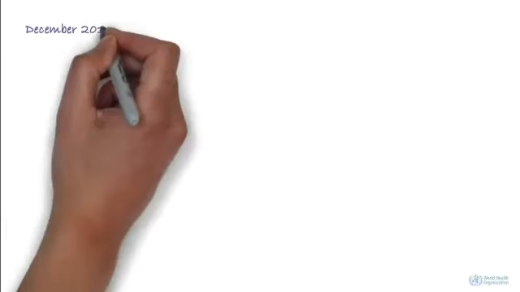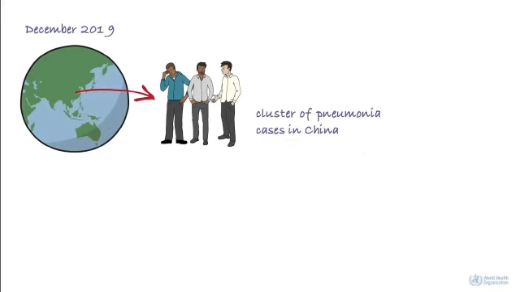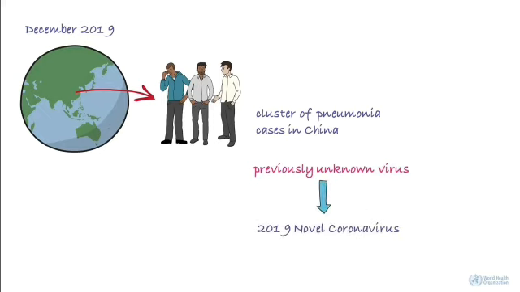In December 2019, there was a cluster of pneumonia cases in China. Investigations found that it was caused by a previously unknown virus, now named the 2019 novel coronavirus. In this video, we'll take a quick look at what's currently known about the virus. Keep in mind that this is a new virus, and what's known about the virus now might change in the future.